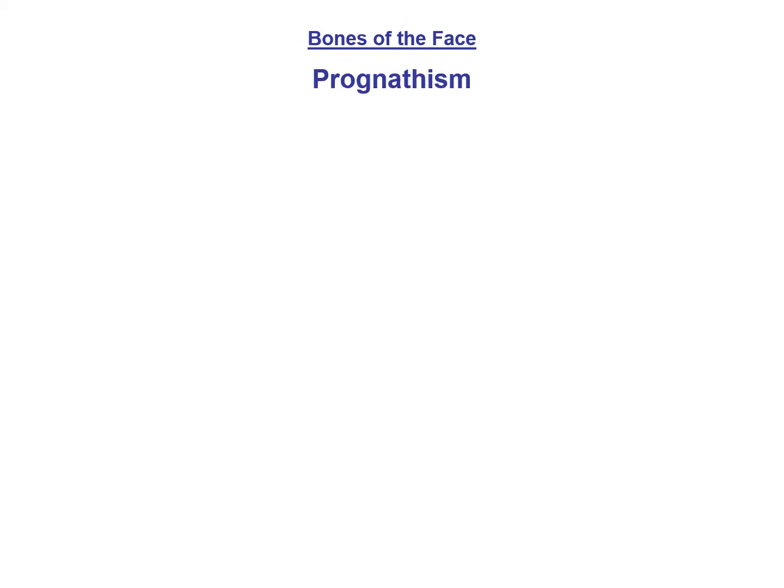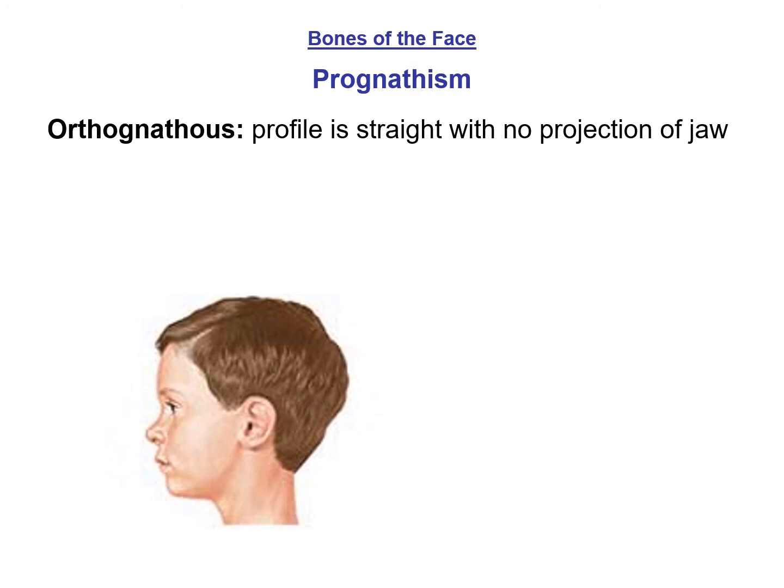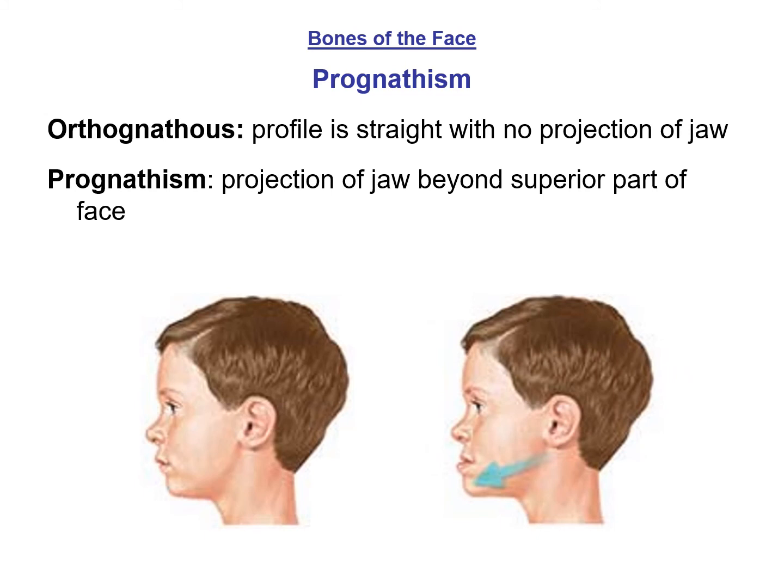Next, we're going to look at prognathism. Prognathism is anytime the lower portion of your face sticks out. If it doesn't stick out, that's called orthognathous or orthognathism. That's when your profile is straight from your forehead down to the upper lip. There's no projection of the jaw. Prognathism is when there's a projection of the jaw, whether it's lower or upper, beyond the superior part of the face. It causes some problems with eating. It also causes problems if you're setting features with setting the lips.